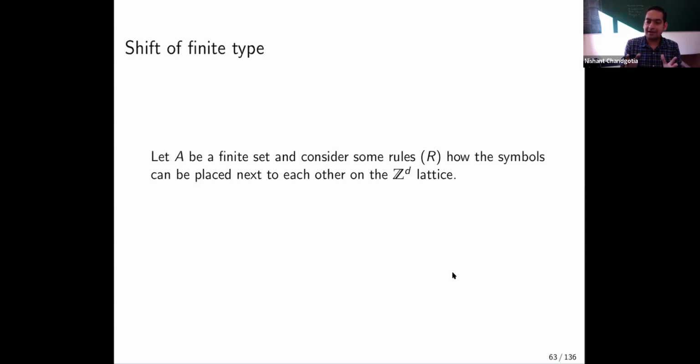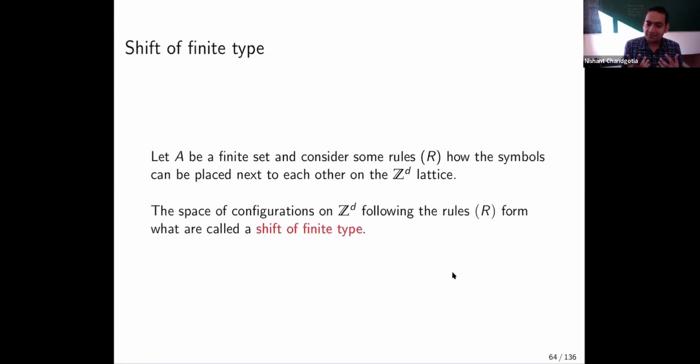And we have some rules R which tell us how symbols can be placed next to each other. Each tile, give it a name, and now you tell whether it can be put to the left of it, can we put it on the right, can we put it on the bottom, can we put it above, in the Z^d lattice, whatever dimension you want. The space of configurations following these rules is what is called a shift of finite type. I'm not using the general definition. There's a more general definition, which we don't have to get into for the purpose of this talk.